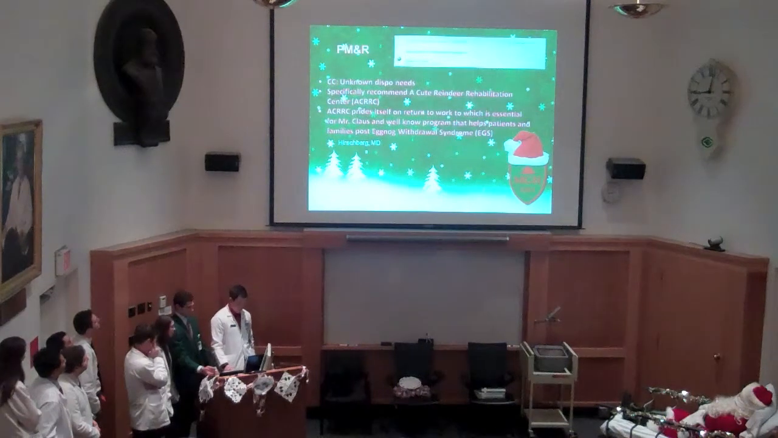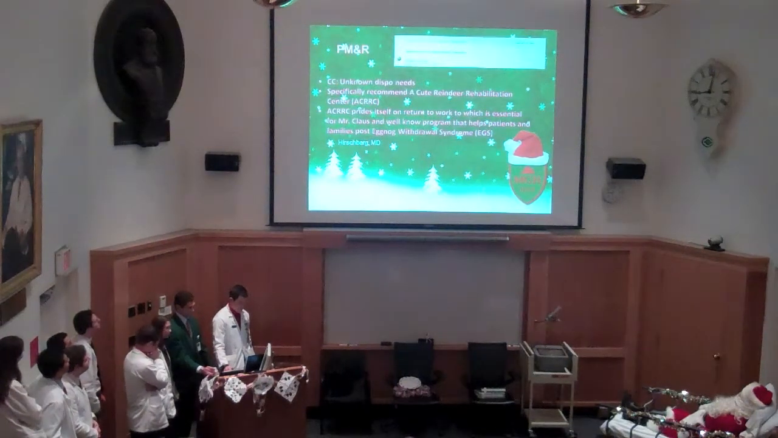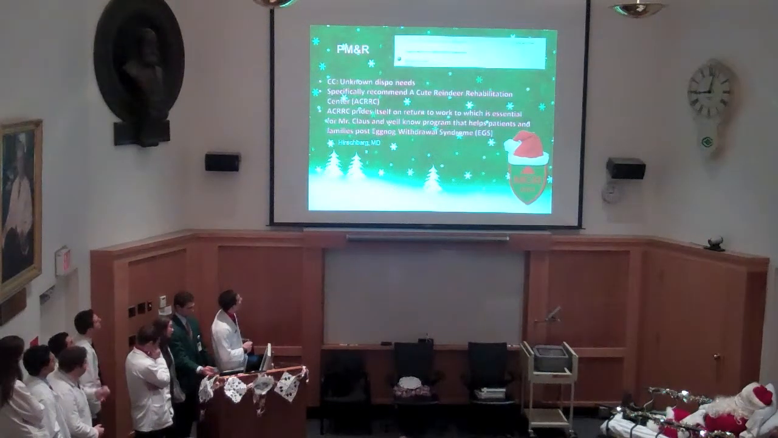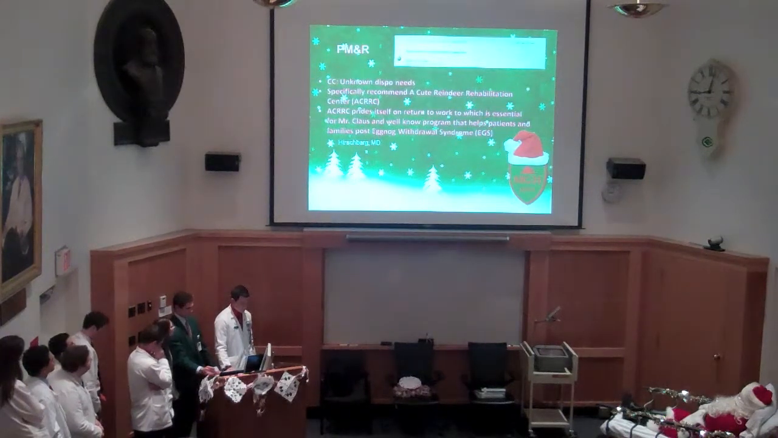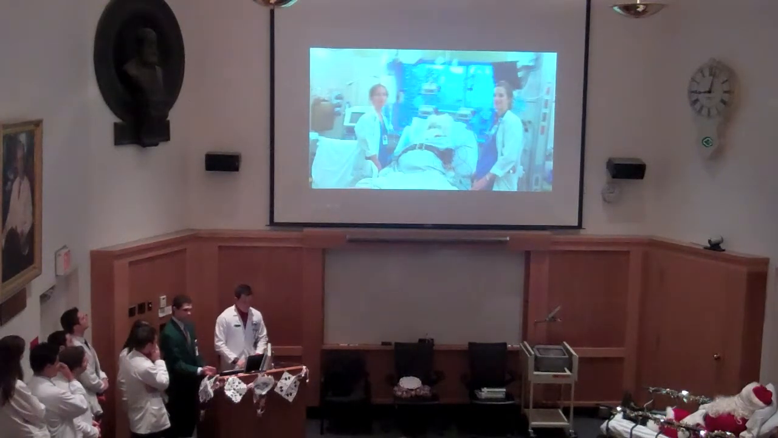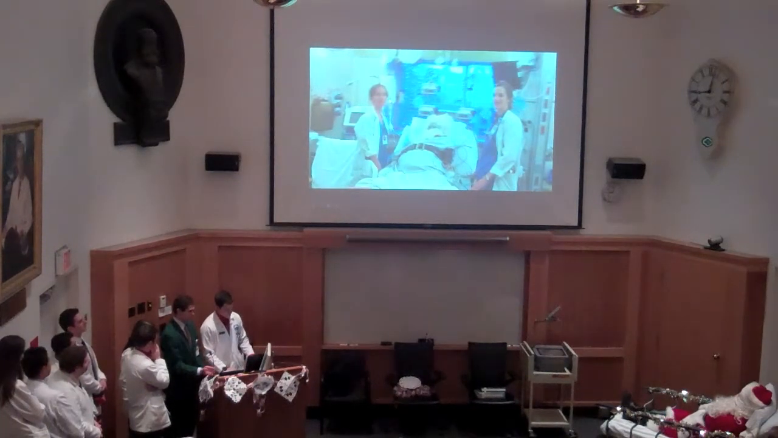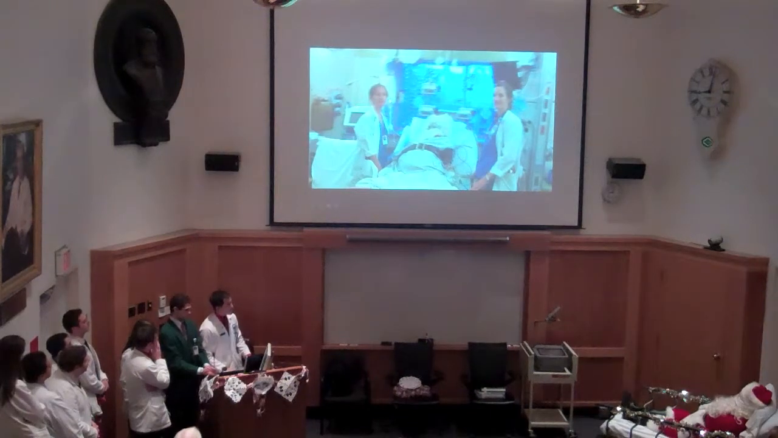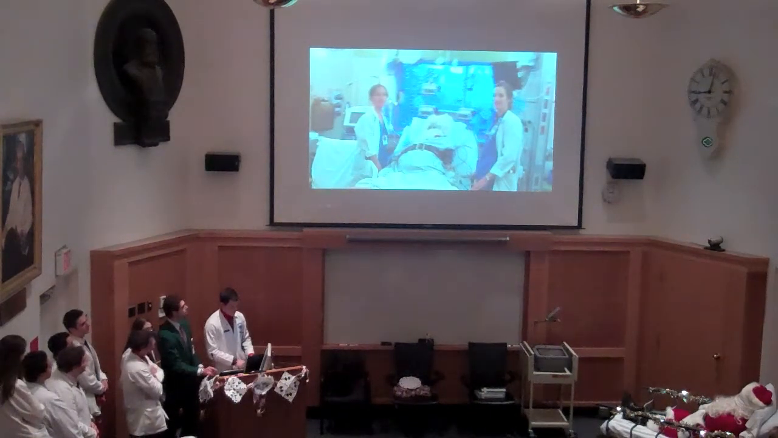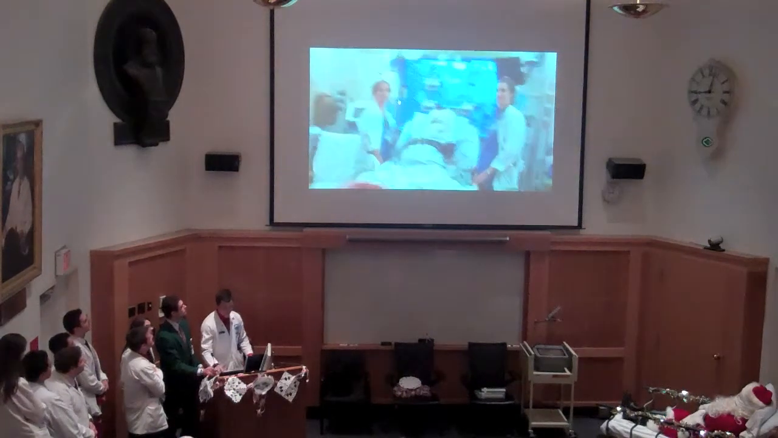The MNR was consulted for unknown dispo needs in the future. We figured that Santa would probably be a dispo nightmare. He specifically recommended a huge reindeer rehab, and we consulted PT to know what he needed, for both inpatient and outpatient needs. This is PT demonstrating really a textbook patient transfer, which we rely on them heavily for.